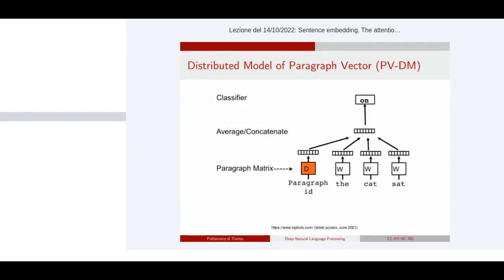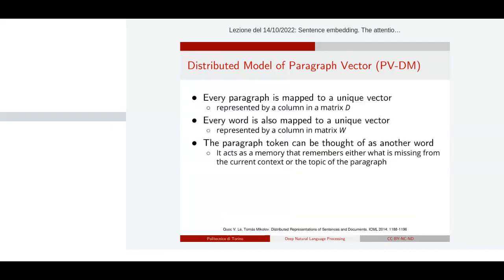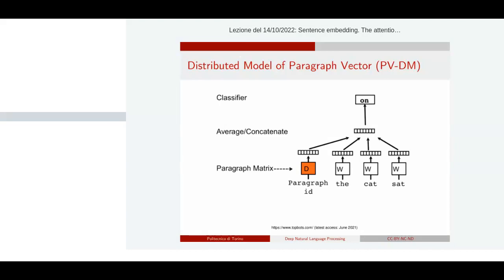Let's start from the first one, the distributed memory model of paragraph vector. This architecture is very, very similar to the skipgram model. No, actually, not exactly. Sorry, we start from the CBOW. I made a mistake. It's similar to the CBOW model, and the idea is to take as input the words within the contextual window and try to predict the target one.